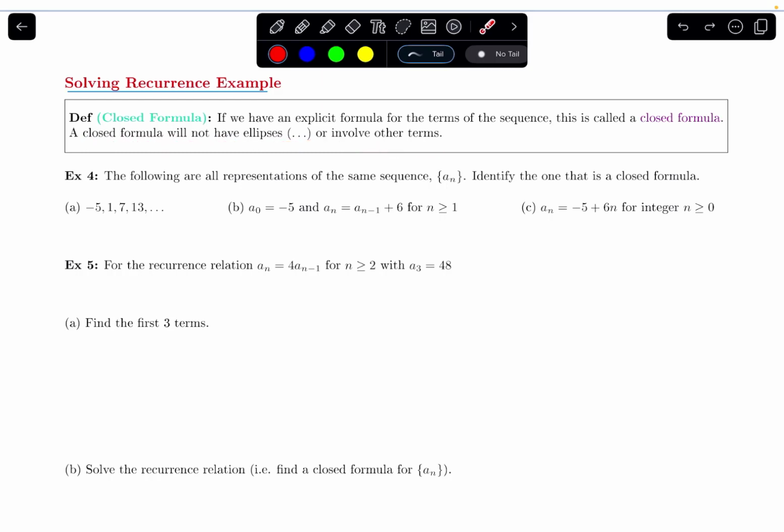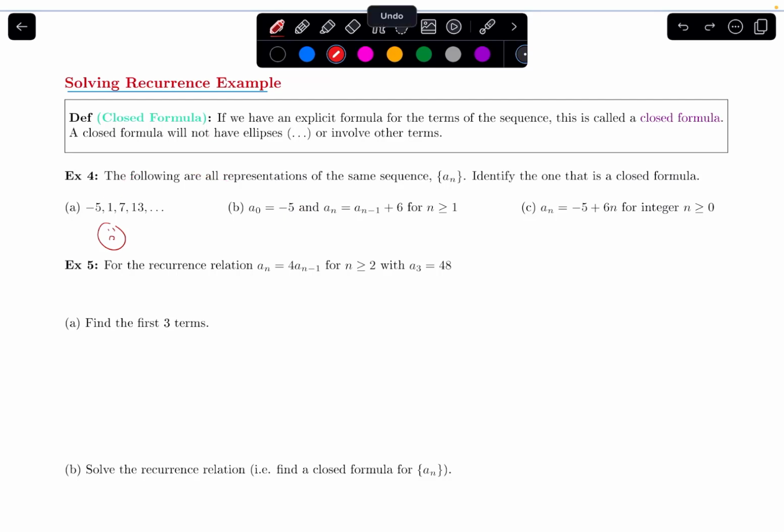Okay, so let's do an example. The following are all representations of the same sequence, an. Identify the one that is a closed formula. In part A, it lists the terms -5, and then 1, and then 7, and 13, and so on. But there's no specific formula given, and there's also ellipses. So this one's not a closed formula. In part B, it says a0 is -5, so that's indicating one of the terms.